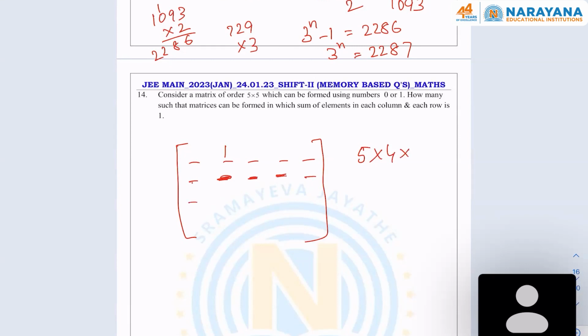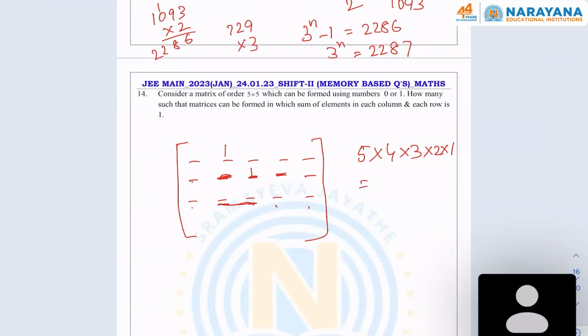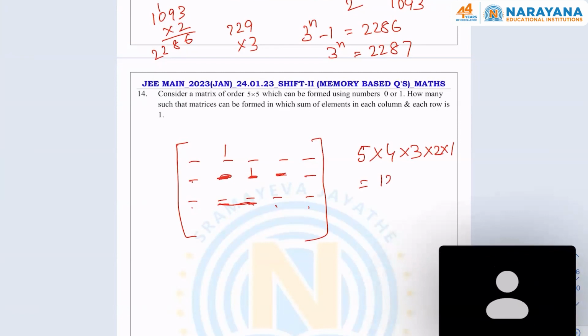Similarly, for the next one, the third row, how many choices does it have? Suppose here I'm taking 1. Now here and here 1 can't come. So 1 should come either here, here or here. So it has three choices. So 5 into 4 into 3, similarly 2 into 1. Product is 5 into 4 into 3 into 2 into 1, which is equal to 120. Now you can check that. Suppose I'm taking one case like this. If you consider any row or any column, there is only one.